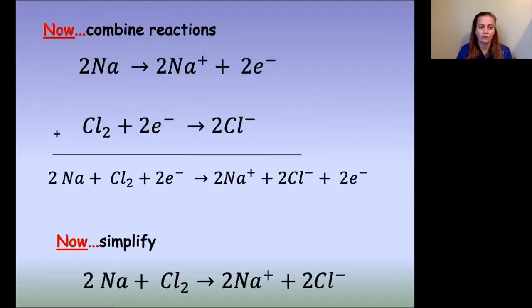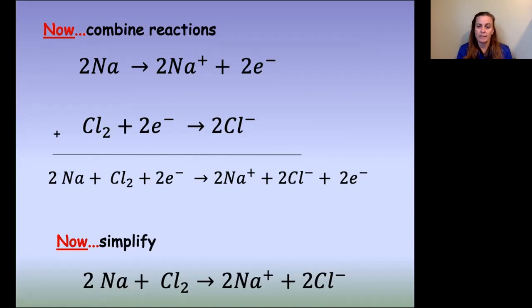So we're going to combine those reactions, the 2 sodium atoms forming 2 sodium ions and 2 electrons, with the chlorine gaining 2 electrons to form 2 chloride ions. We're going to put it together, and then you'll notice that we have 2 electrons on the reactant side and 2 electrons on the product side. We're going to simplify by getting rid of both of those. And so we have 2 sodium plus a chlorine molecule yields 2 sodium ions and 2 chloride ions. And we know that those 2 things are then going to be attracted to each other and form the sodium chloride formula unit, or sodium chloride lattice, ionic compound.